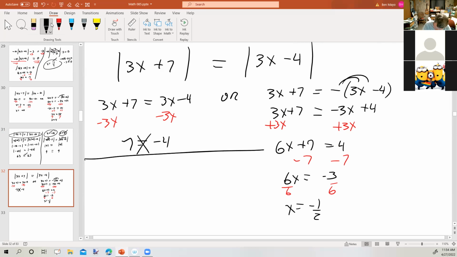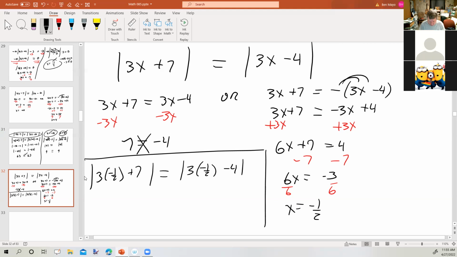Now let's check our work. Negative 1/2. We've got 3 times negative 1/2 plus 7, and 3 times negative 1/2 minus 4. 3 times negative 1/2 would be negative 3/2 plus 7. And this would be negative 3/2 minus 4. Well, 7 over 1 times 2 over 2. We've got negative 3/2 plus 14/2, which would be 11/2.